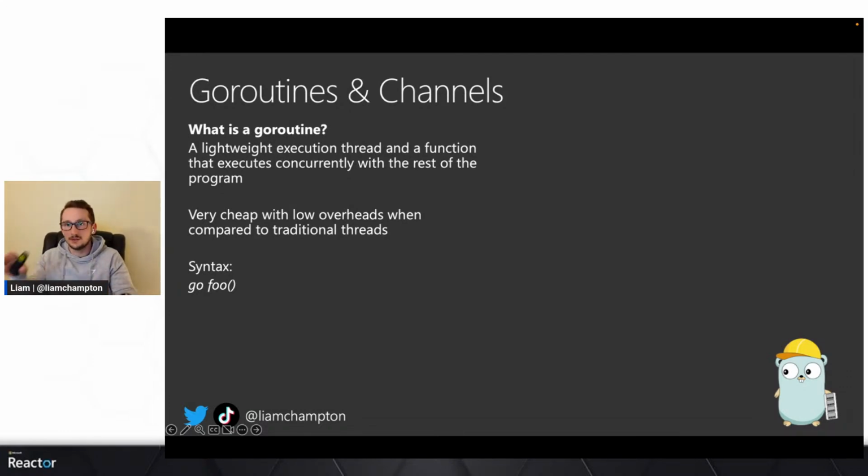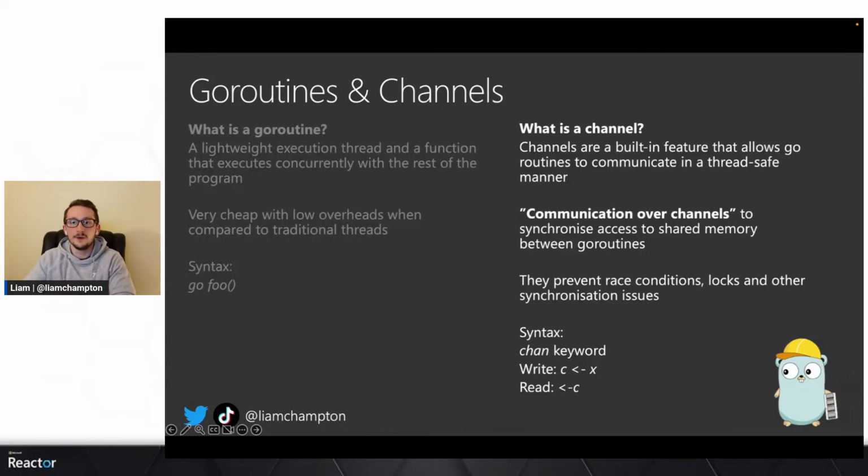That's what it is. They're extremely cheap to use, and they have really, really low overheads when compared to traditional threads. So if you think about something in Java, it is a lot different to what you'd have in Go. And the way that you would initialize that, you'd use go and then call the function name, and then you can do your execution. And I've got examples of this later on, and I will show you exactly what we do with the code.